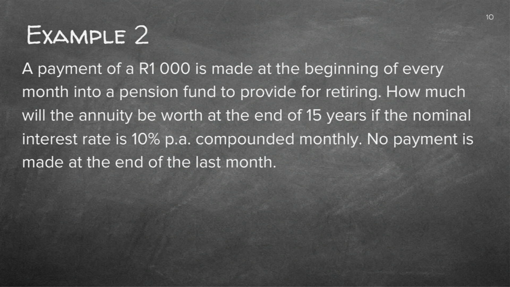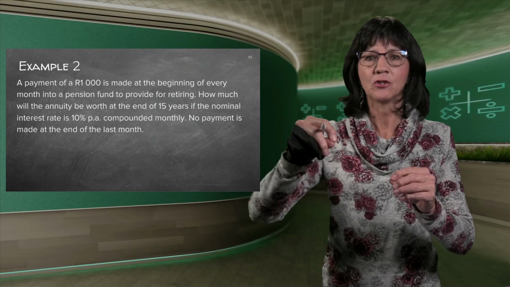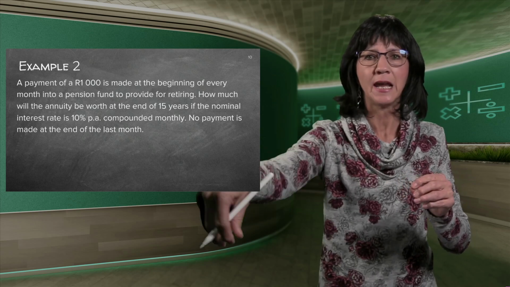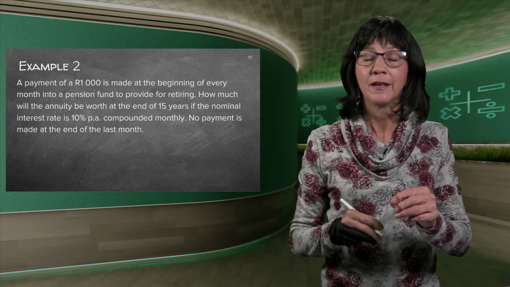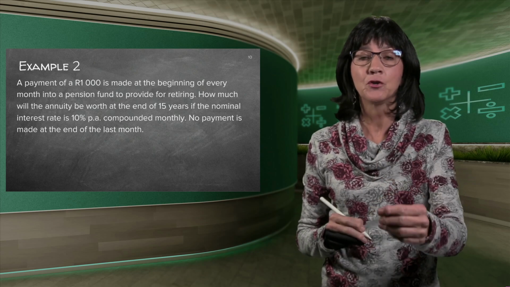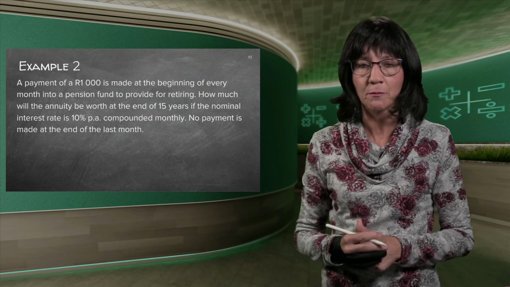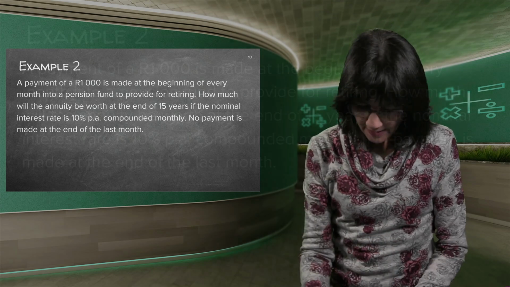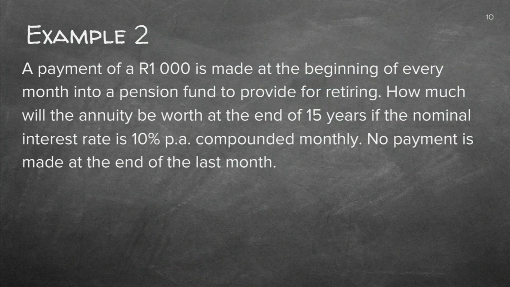Good. If I look at this, a payment of 1,000 Rand is made at the beginning of every month into a pension fund. Stop just there. I'm making this payment into a pension fund because in the end, I want my pension. That means it's a future value that I want. So I know immediately I'm going to use the F formula. The X is the little amount of money, 1,000 Rand. It's not thousands or millions.